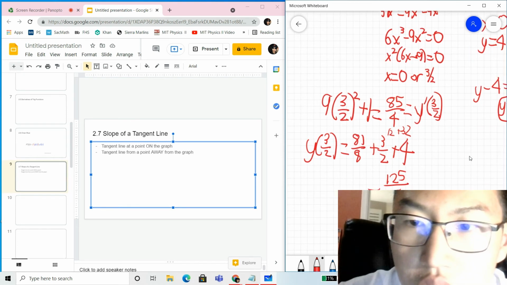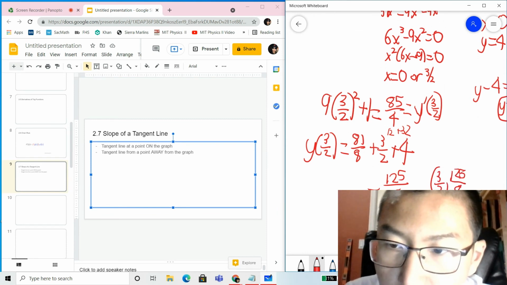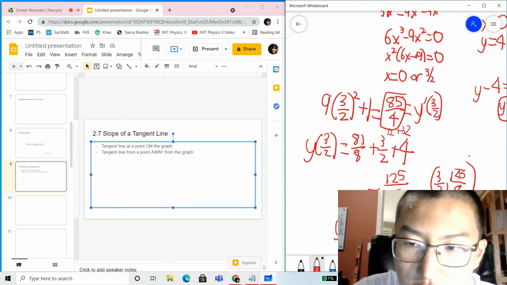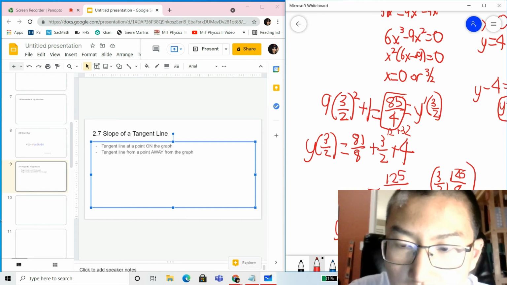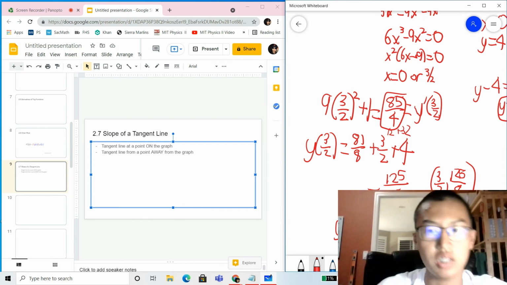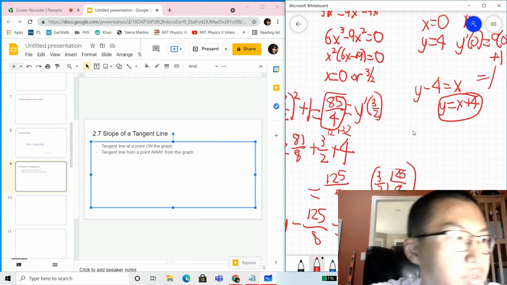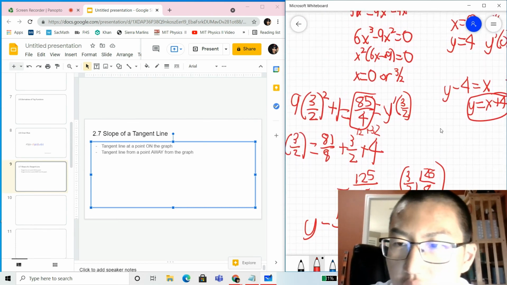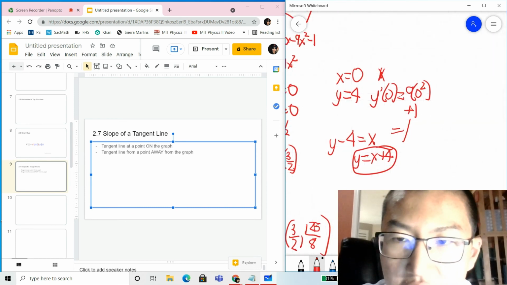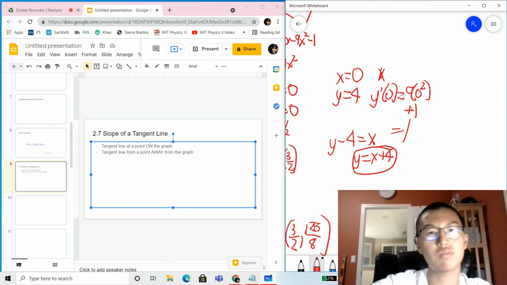So basically, for 3 halves, we got a point and you got your slope. So we just graph our equation. And just like that, we are done. The two possible solutions for the slope of a tangent line: one there, and we got one here. You'll probably prefer this choice because it looks easier, but again, do what's best for you.